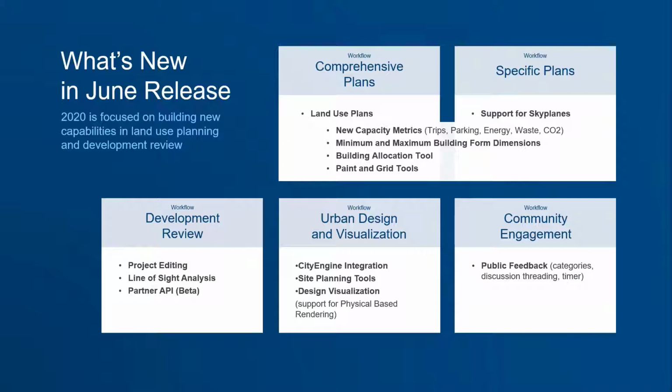Yeah, so in June, we really focused on these 5 core workflows: comprehensive planning, specific plans, development review, urban design and visualization, and community engagement. I think we showed most of these features, but there's a couple I did want to call out. There is a new building allocation tool, which allows you to allocate different building types by percentages across different land uses or different zones.